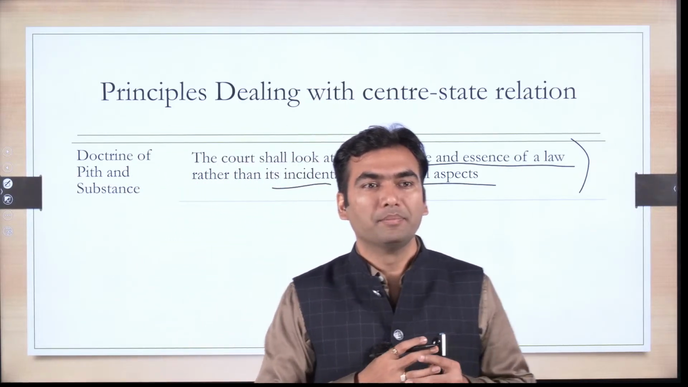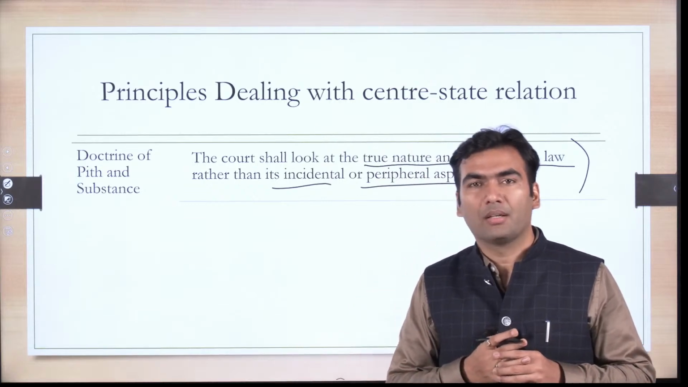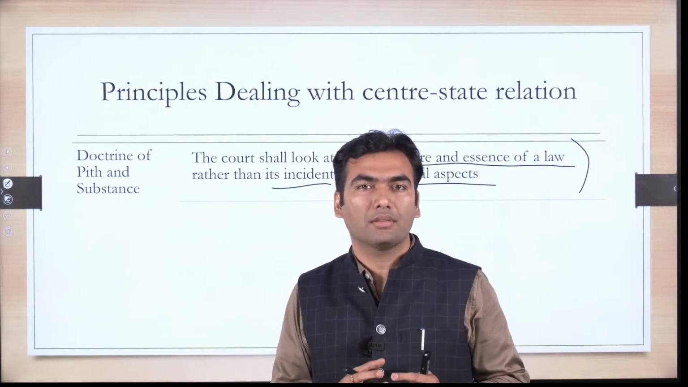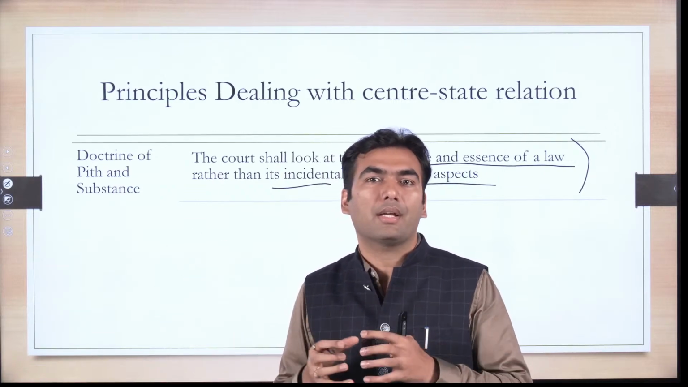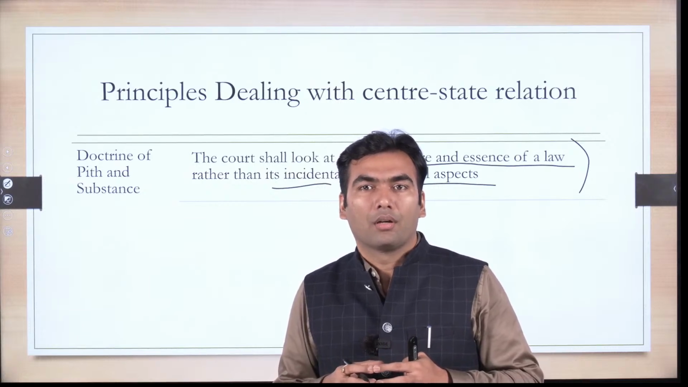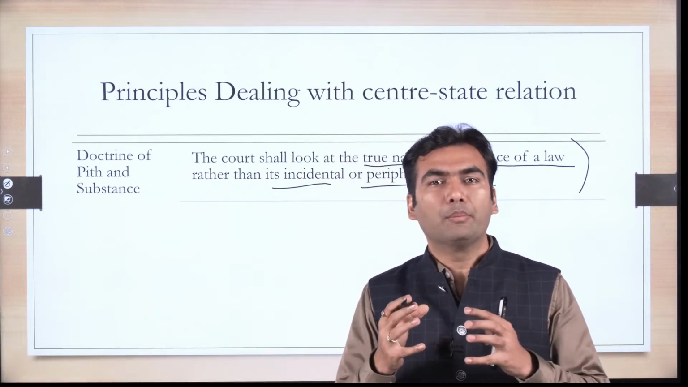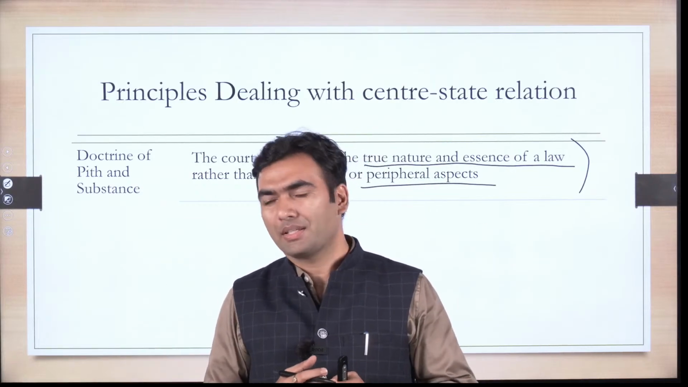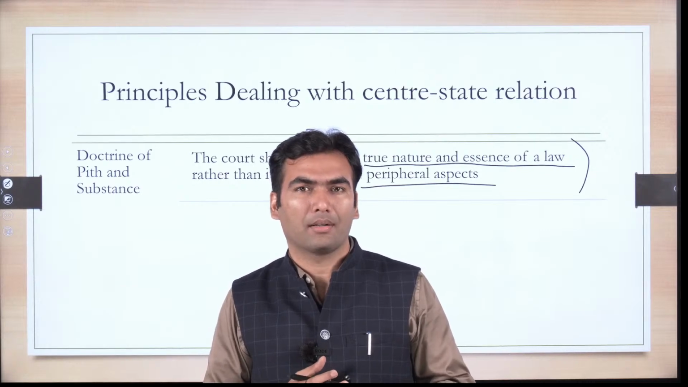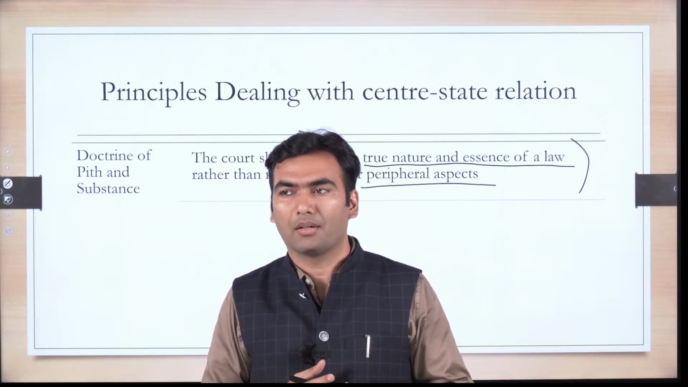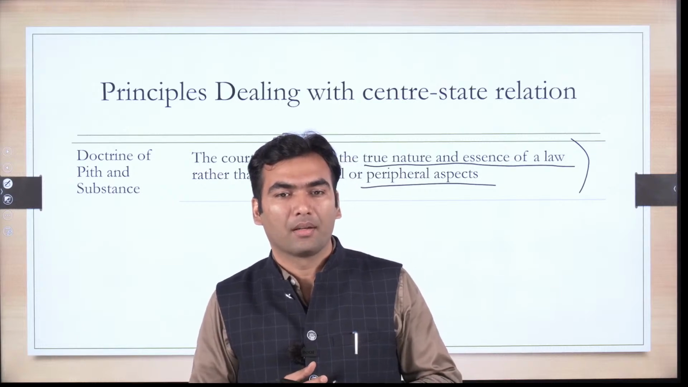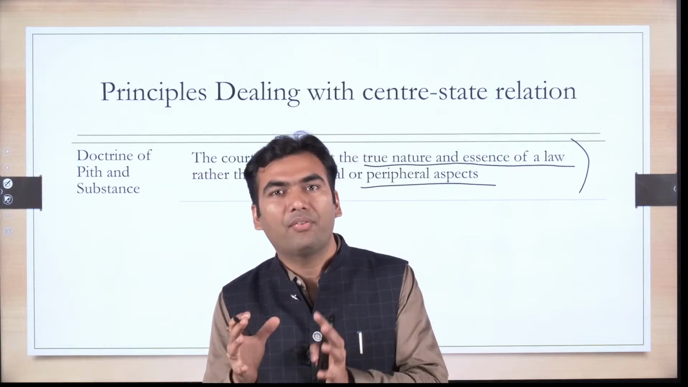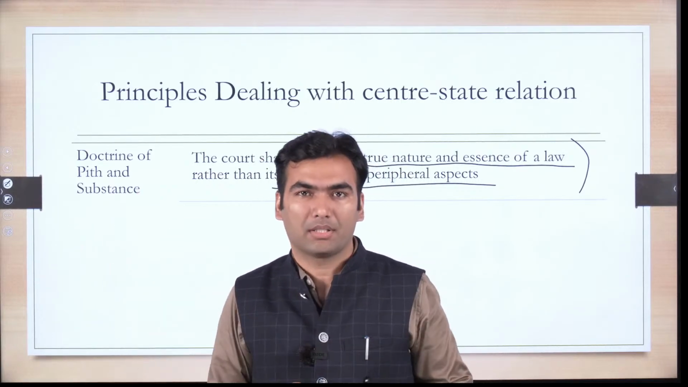For example, on agriculture, the state has the jurisdiction to make a law. Suppose a state legislature makes a law and decides to impose some kind of income tax. Although it is explicitly written in our constitution that agricultural income would not fall under income tax, suppose it has some effect on the income of a person.